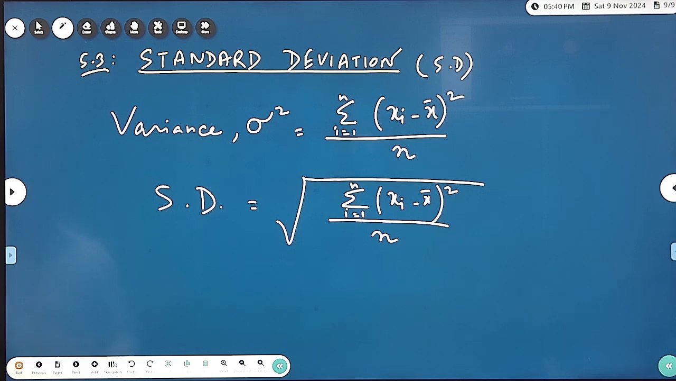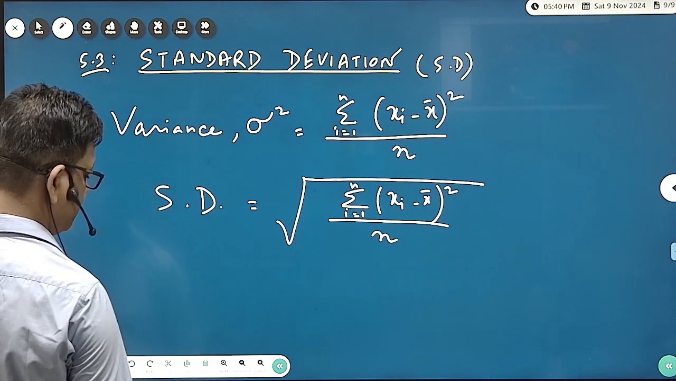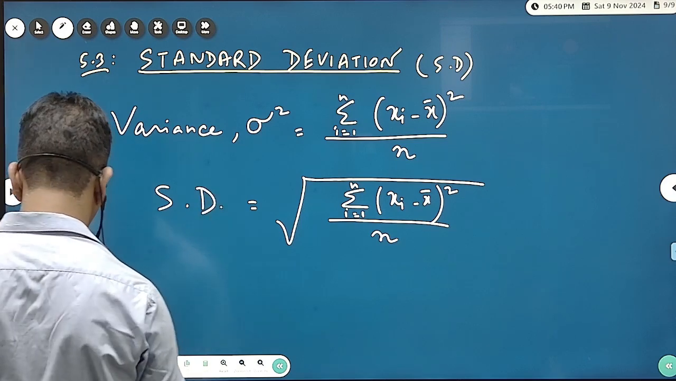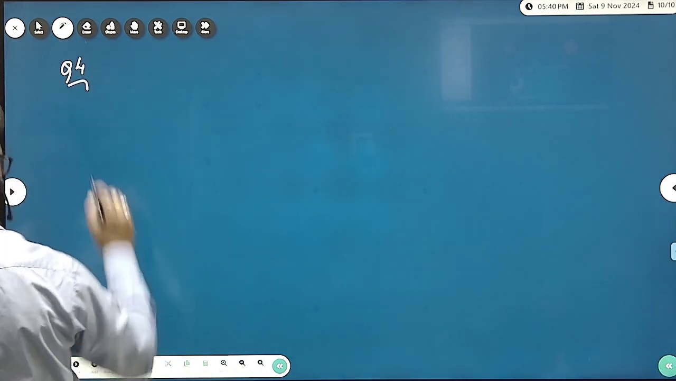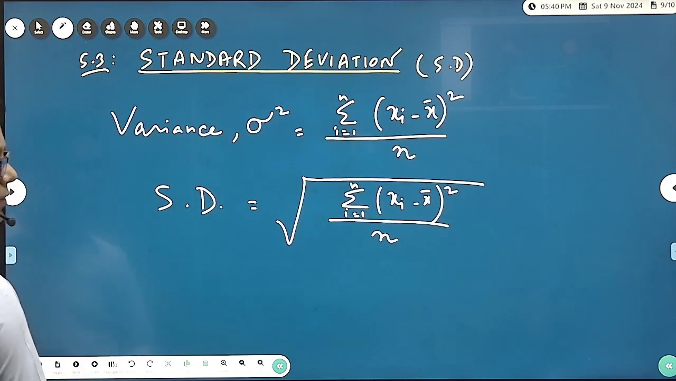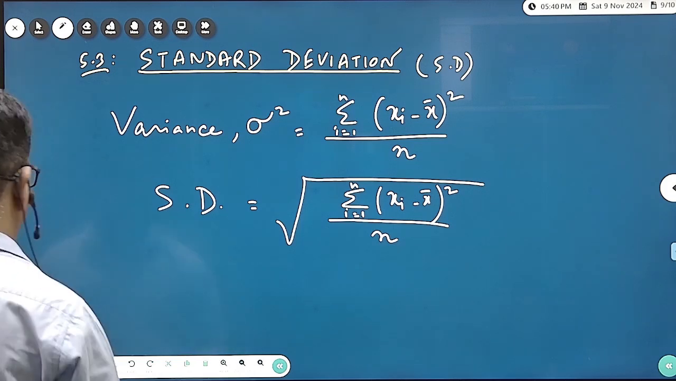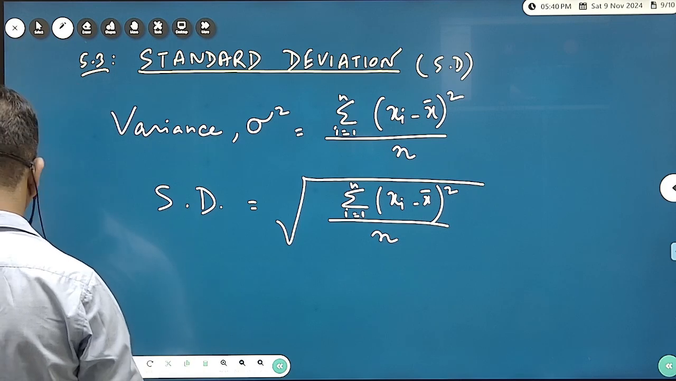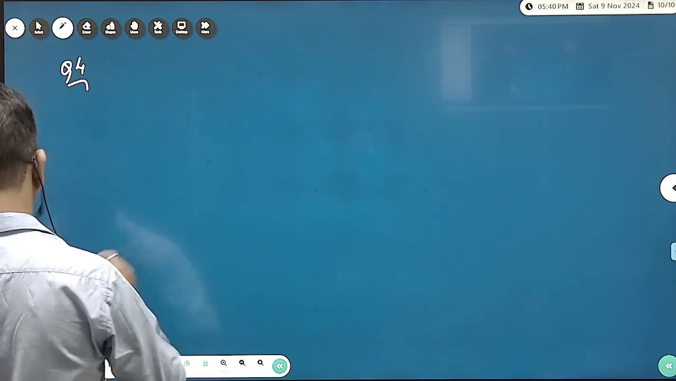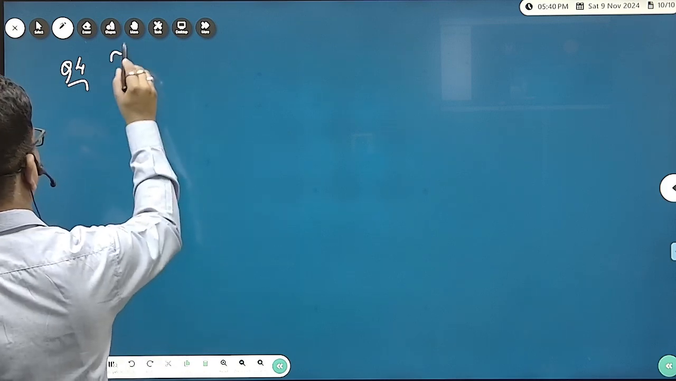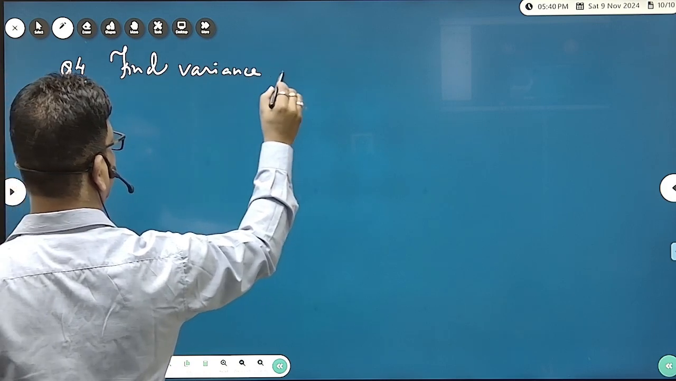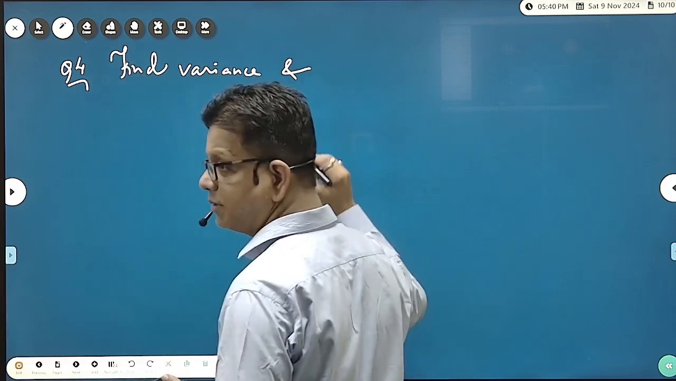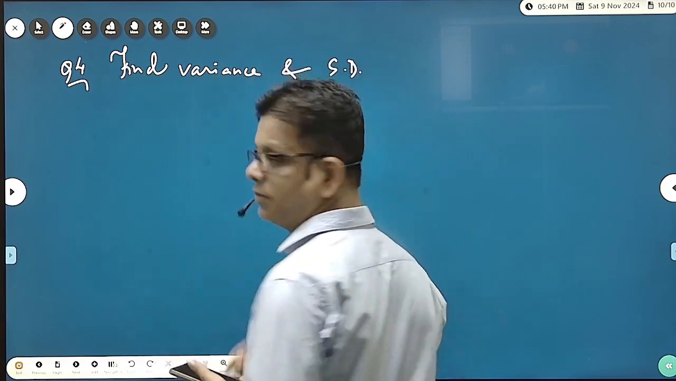Can I start a question? Done? So let's start. Question number 4. Is it written? Yes? All right. So let us go ahead for standard deviation. Find variance and standard deviation. If it comes in an exam, it will not be both, but we are doing both now for the following.